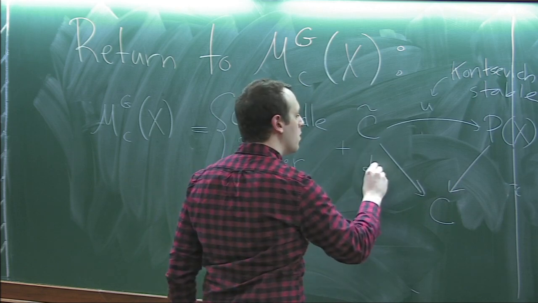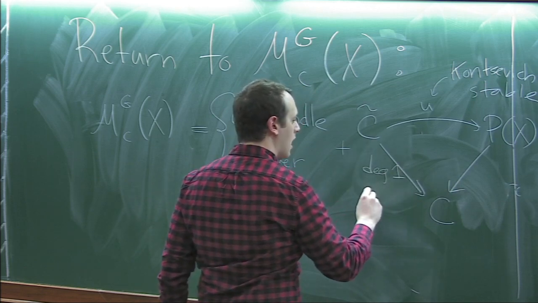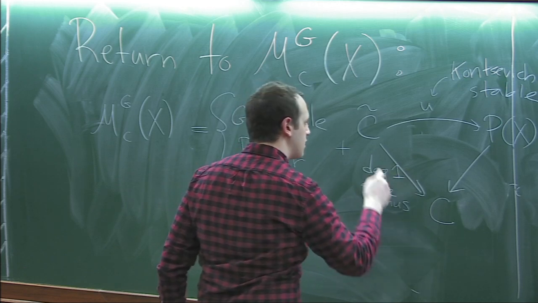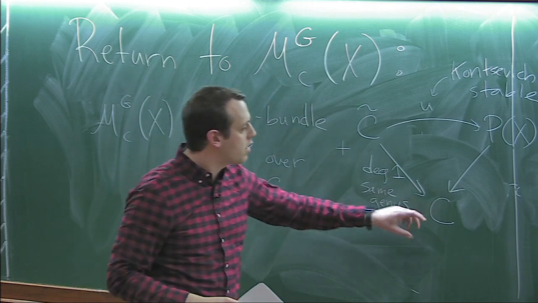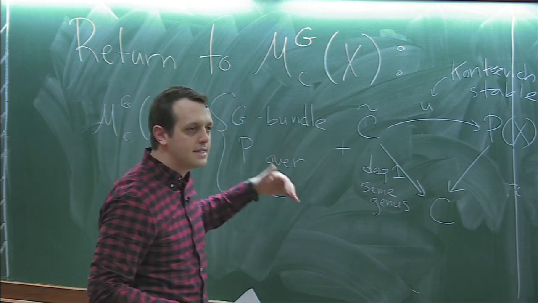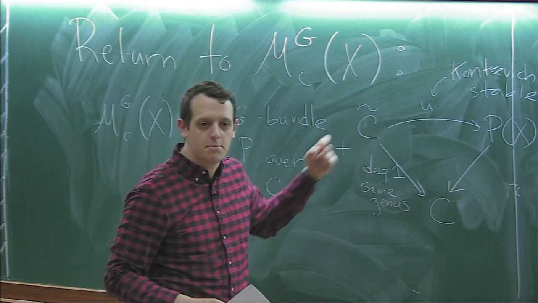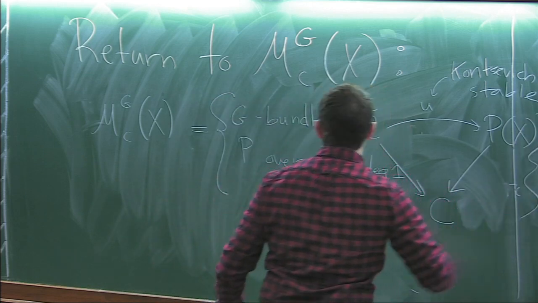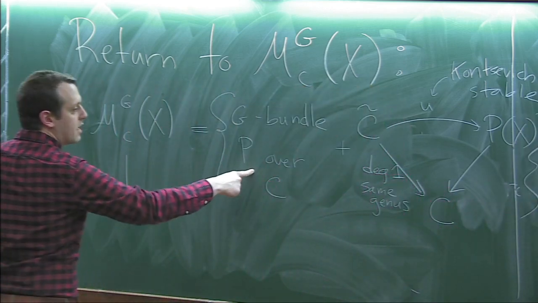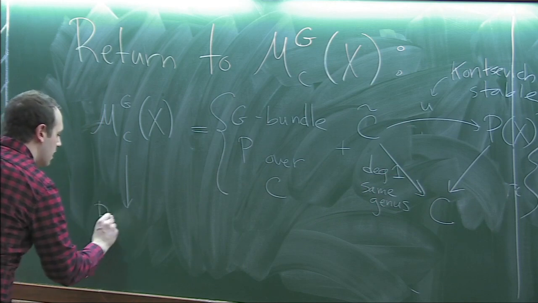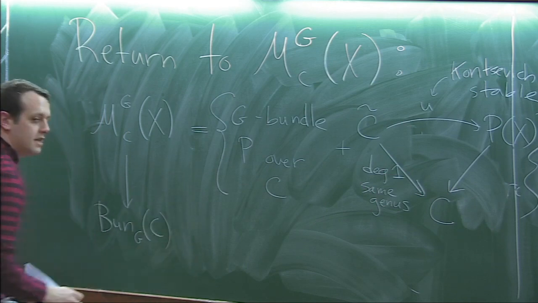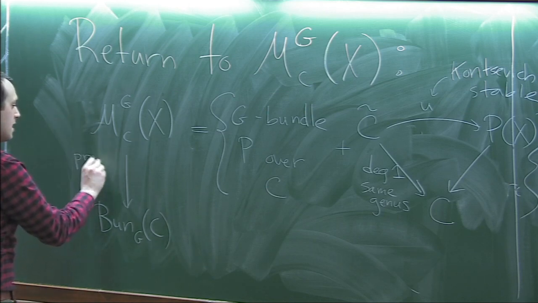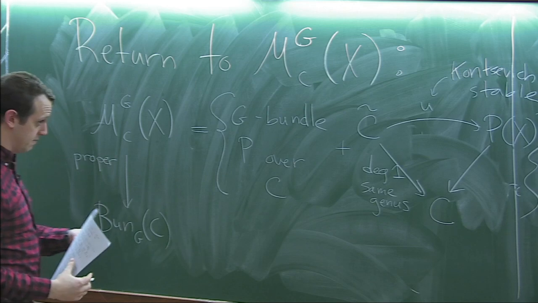And then this map here should be basically just introducing bubbles, introducing trees of P1. So this is degree 1 and same genus. So this is a nodal curve that allows them. In other words, it's a G bundle over the curve, and then it's a section of the associated bundle, but only after allowing some bubbles to develop. And the bubbles are required for this to be the important piece of the stack. Because part of the data is a G bundle, you can forget to Bun_G of C. I can forget the data of this quasi-section, and this map is proper or representable by proper Deligne-Mumford stacks.